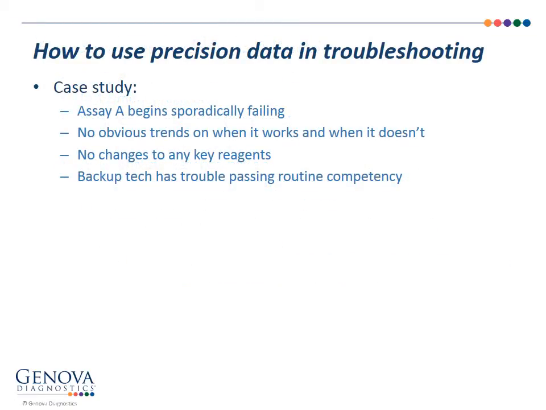Okay, now that we understand precision and we understand how we assess it and set it during validation, how do we use this information when we're troubleshooting? Well, I've got a case study here. We had a test that began to sporadically fail. There wasn't any obvious reason about when it was working and when it wasn't working. We looked at all the reagents and realized we hadn't changed anything critical recently. But the last flag came when the backup technician was having trouble passing her routine competency, which had never been an issue before.